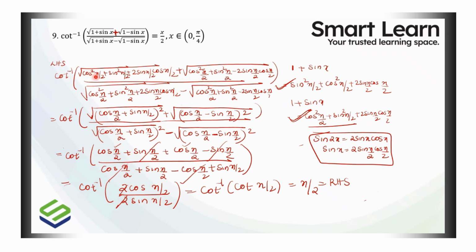Then I can write, this is the expansion of a plus b the whole square, right? So I can write it as cos x by 2 plus sin x by 2 the whole square. Every term I will write like that. Now square root of square will be the same function.